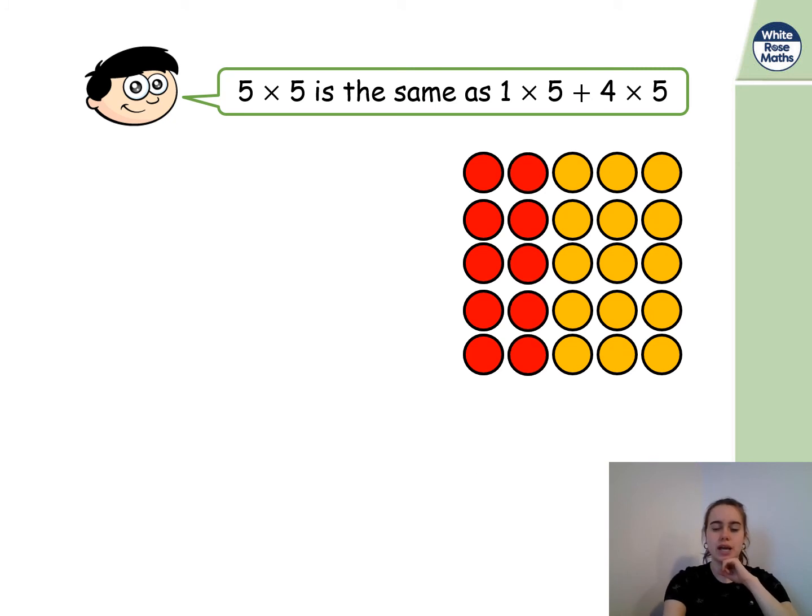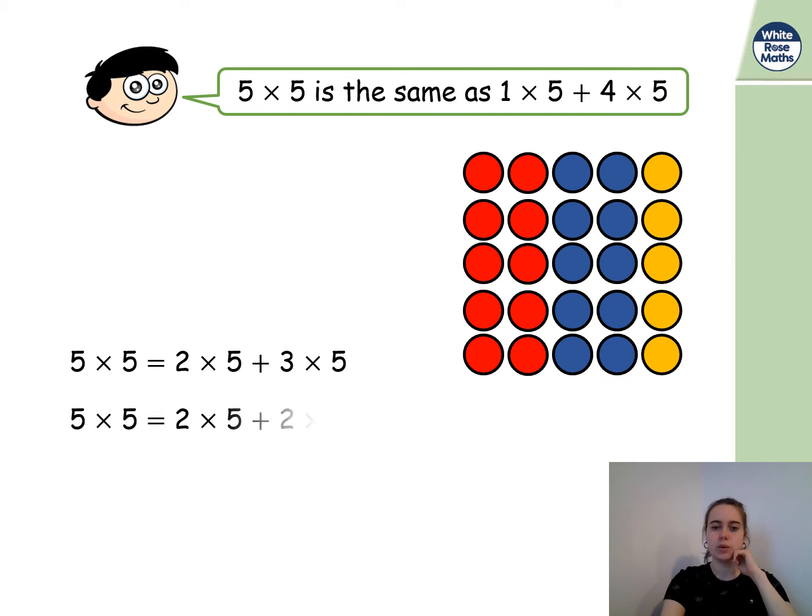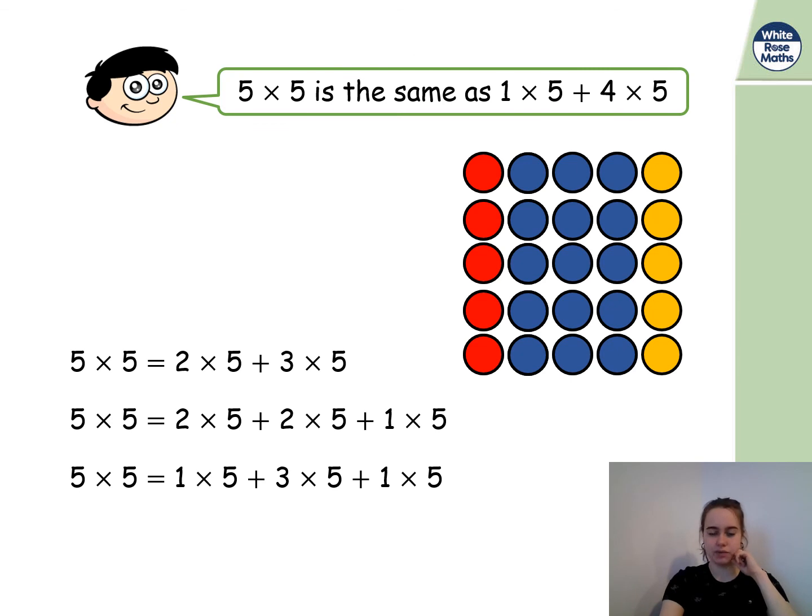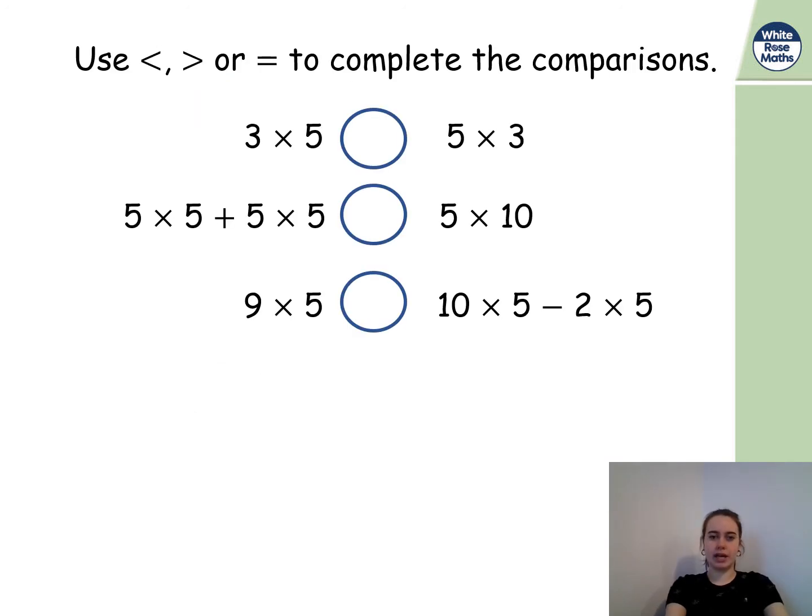We could also do it another way. We could have 2 multiplied by 5 add 3 multiplied by 5. We could also have 2 multiplied by 5 add 2 multiplied by 5 add 1 multiplied by 5. We could also have 1 multiplied by 5 add 3 multiplied by 5 add 1 multiplied by 5. Okay, so if you like, you can pause the video here and work out whether in those circles you need to put greater than, less than, or equals to. And I'll go through the answers.